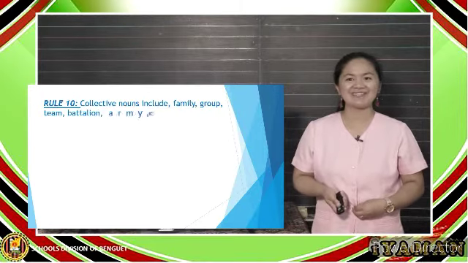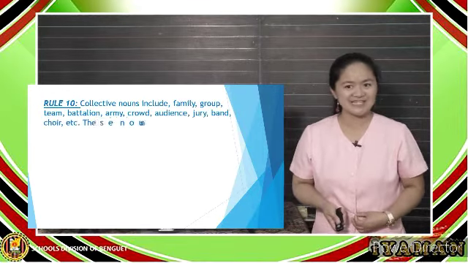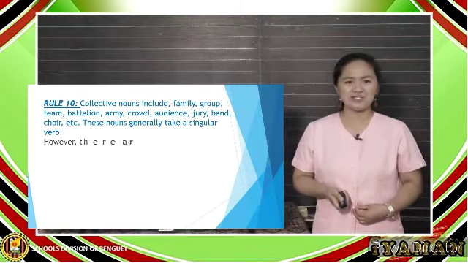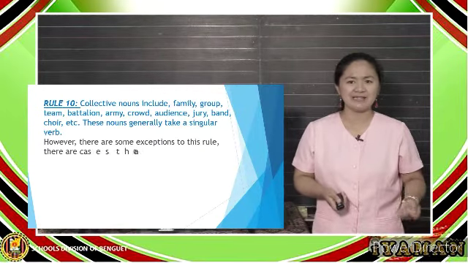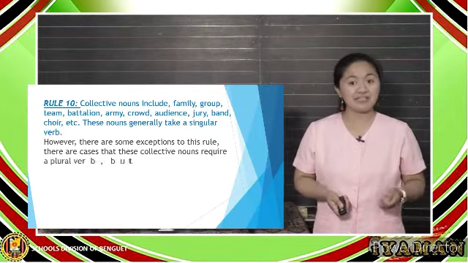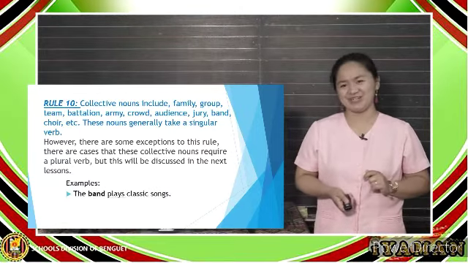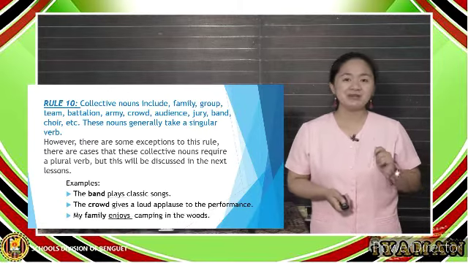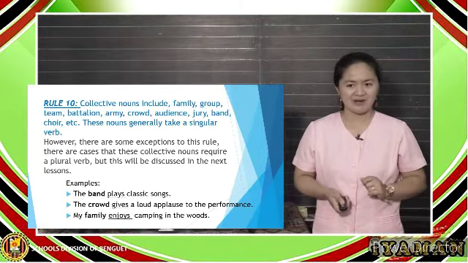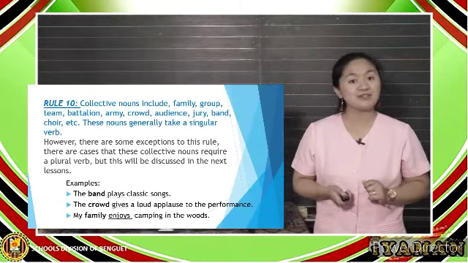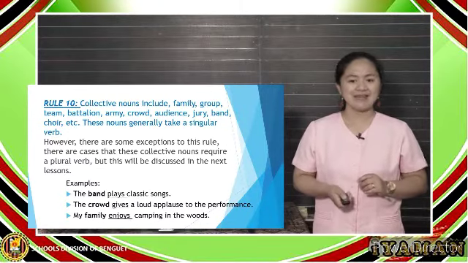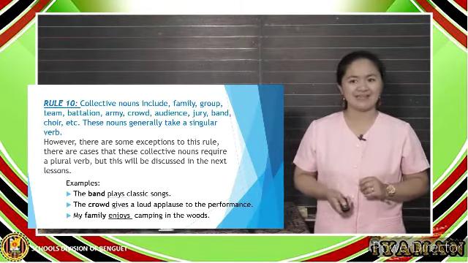And for the last subject-verb agreement rule for this lesson, why do we use singular verb for the noun family? Yet the word family is composed of members. Very good. We call the noun family collective noun. It is composed of members but is taken as one unit.